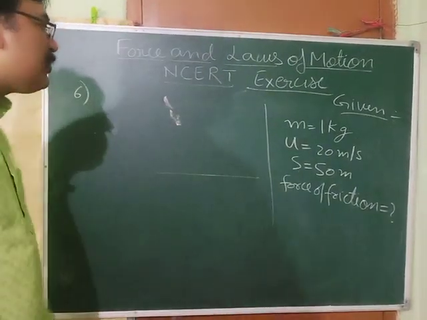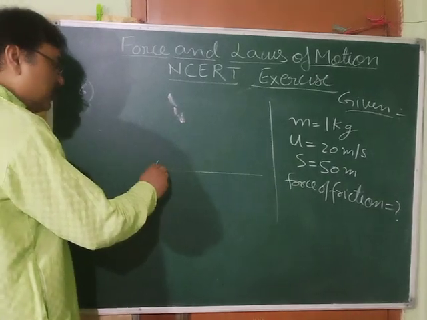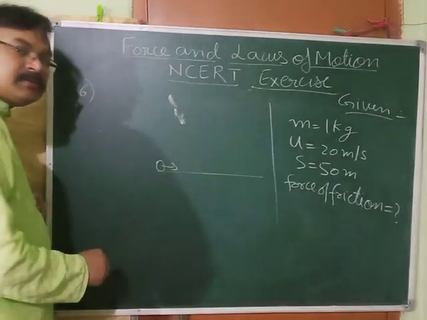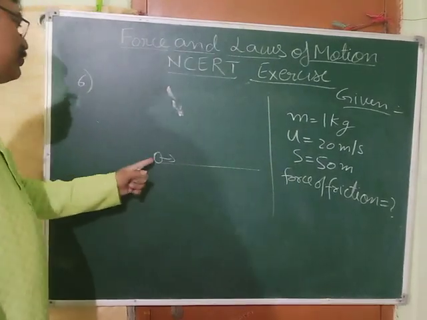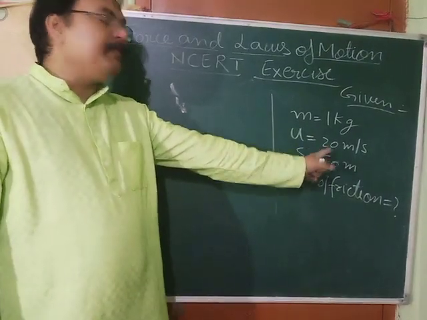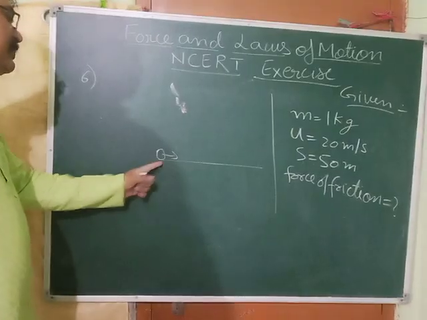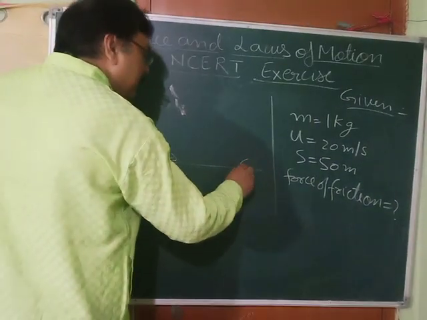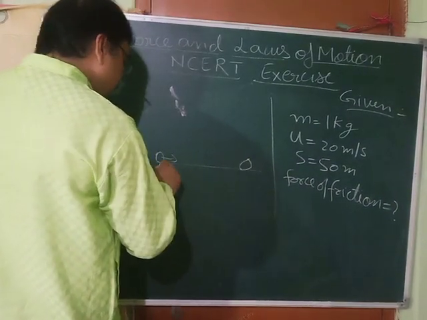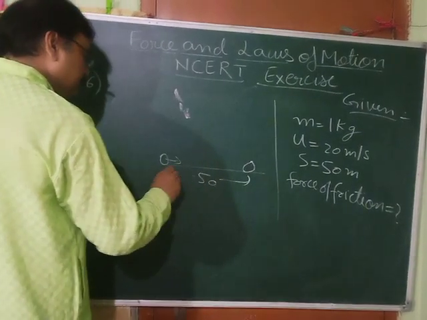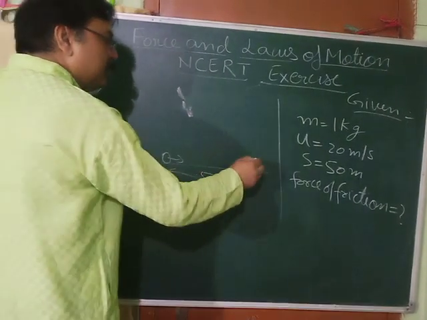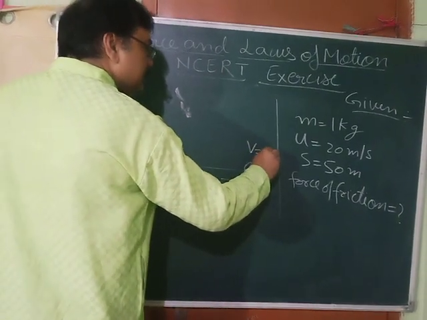And what are you going to do? You are going to throw a stone along the surface. What is the mass of the stone? It is 1 kg. With what velocity are you going to throw it? With a velocity of 20 meter per second. And what has been observed, by the time the stone travels a distance of 50 meter, it comes to rest. That means final velocity becomes 0.